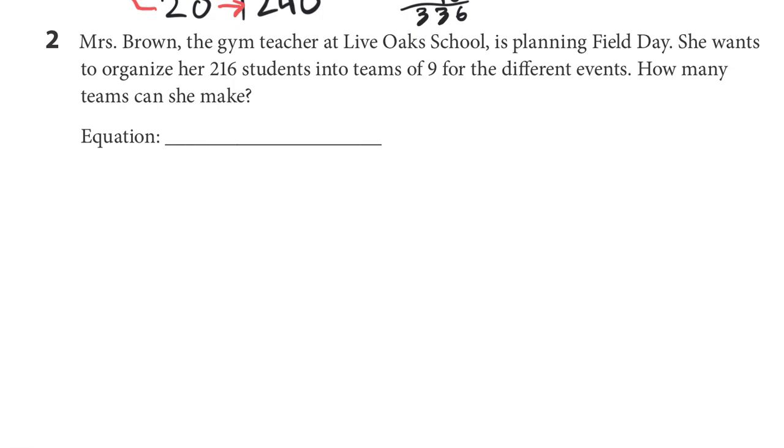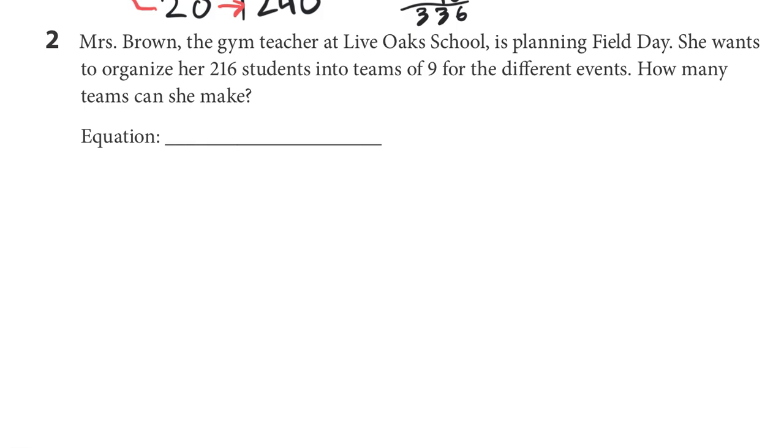So this says, Mrs. Brown, the gym teacher at Live Oaks School, is planning field day. She wants to organize her 216 students into teams of 9 for the different events. How many teams can she make? So she wants to take 216 and make groups of 9. She's got to figure out how many teams she can have if there are groups of 9. That doesn't sound like multiplication, because what would it say if it was multiplication?